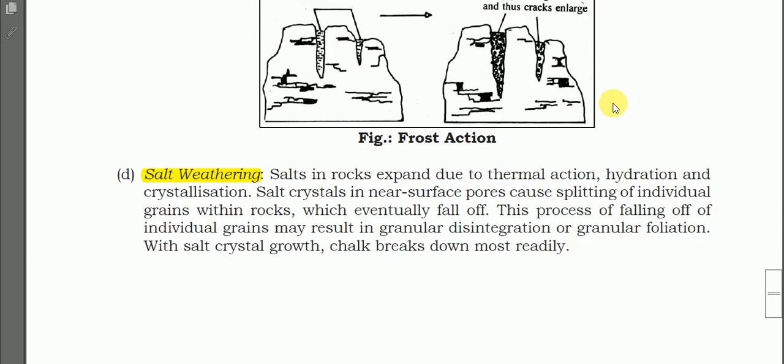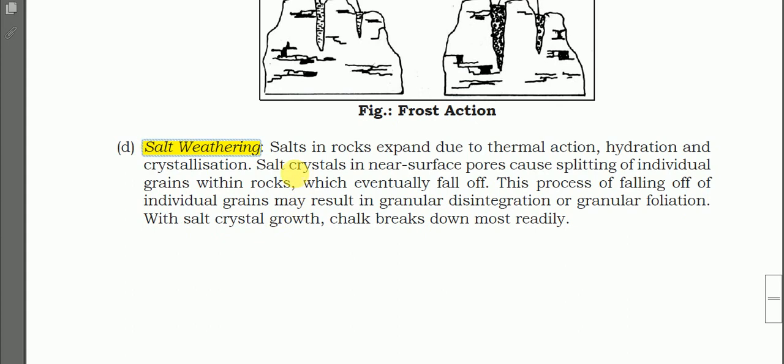And next we have salt weathering. Some of the rocks contain different types of salt. Salt in rock expands due to thermal action, hydration, and crystallization. So in some rocks, salts are found. These salts expand when heated, or when water is absorbed.